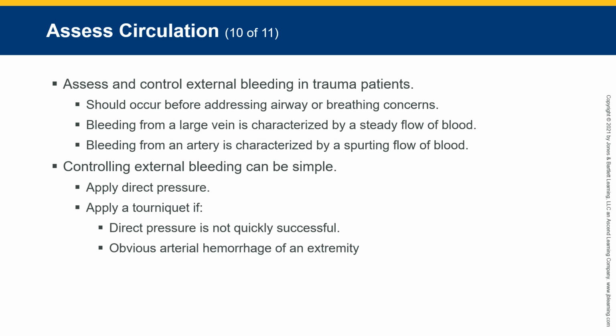Assess and control external bleeding in trauma patients. Apply direct pressure or a tourniquet if needed. That typically stops it. Remember, you can't put a tourniquet on anything but an extremity. Can't put it on the neck. We don't have the ones that you can put on the abdomen. The military has them, but we don't.